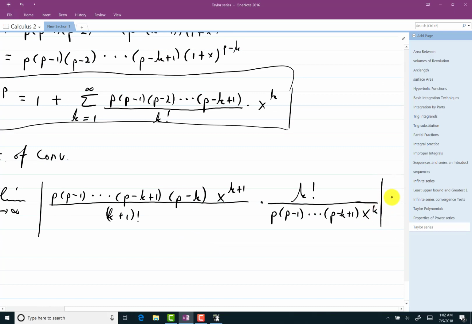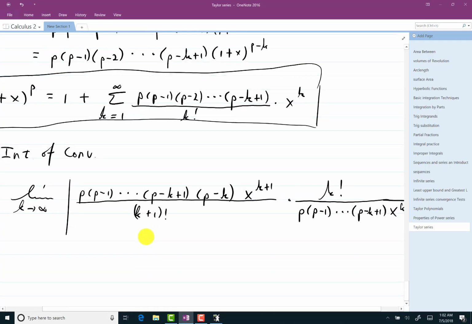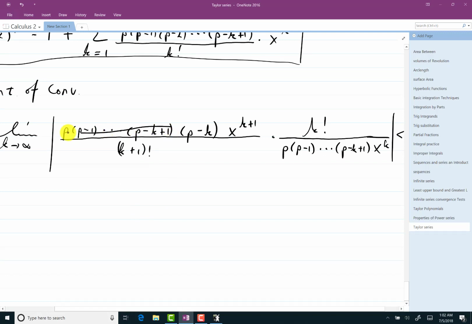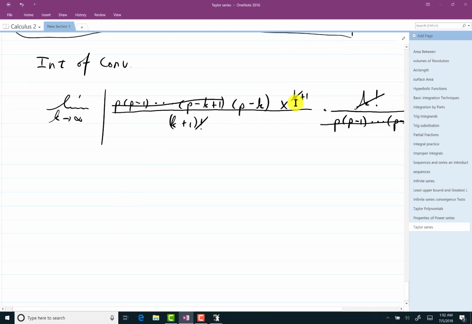And remember, that all has to be less than 1. This isn't as bad as it looks because all of this stuff will go away, like that. Most of the x's will go away, like so. Most of the k's will go away even, like so. And we will be left with the absolute value of x. So I will have the limit as k goes to infinity, the absolute value of p minus k times x all over k plus 1.